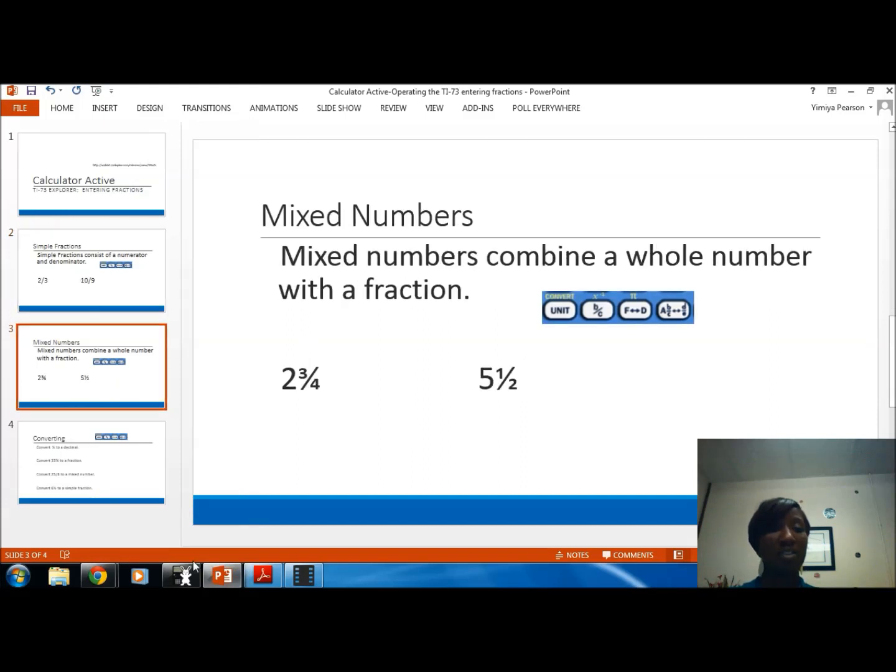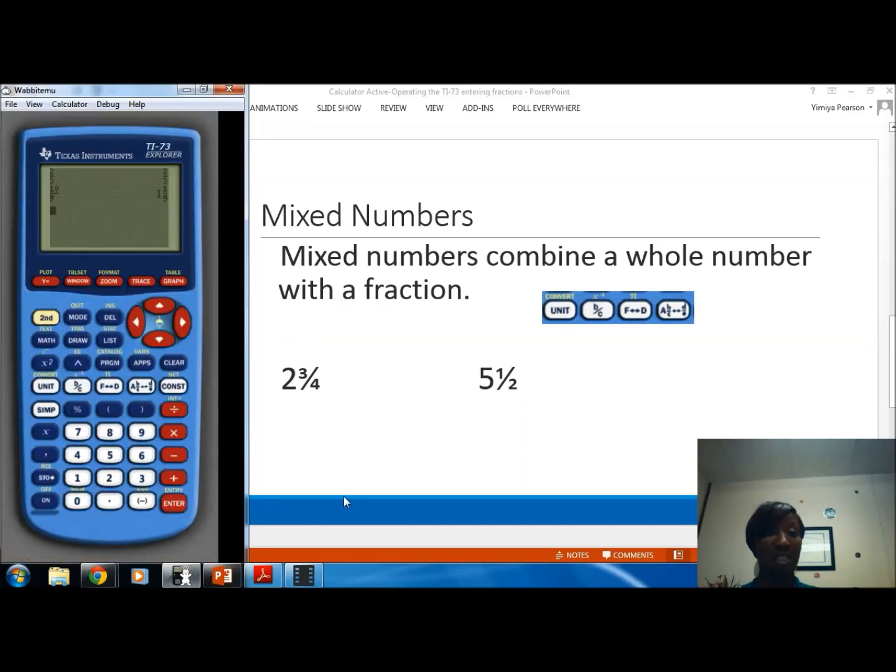Okay, next, let's look at how you enter mixed numbers in the calculator. So mixed numbers, again, combine a whole number with a fraction. And for this, we're going to use our unit key. So when I look at the mixed number 2 3/4, I know that 2 represents 2 whole units. So I'm going to enter the number 2. And then I'm going to press the unit key. So this is saying, hey, this is a mixed number. You have 2 whole units. Now what's the rest of the fraction that's associated with this mixed number?